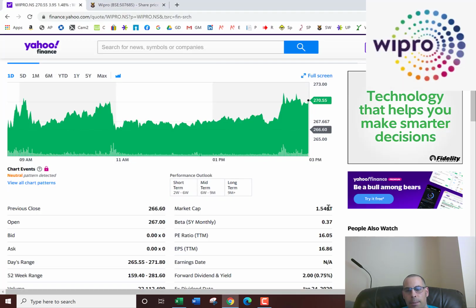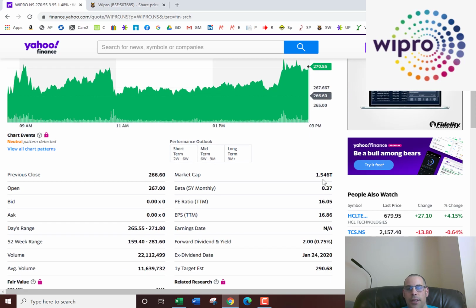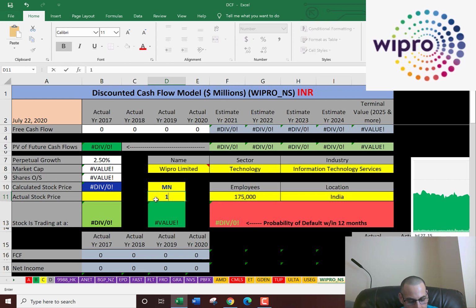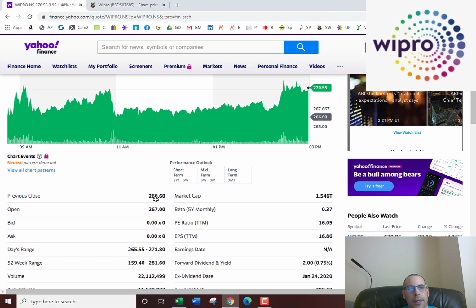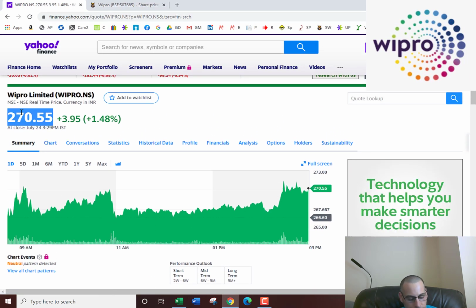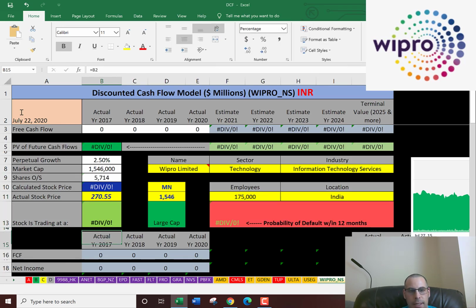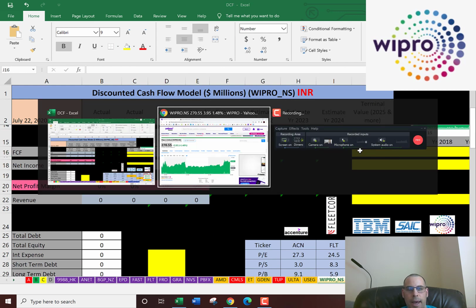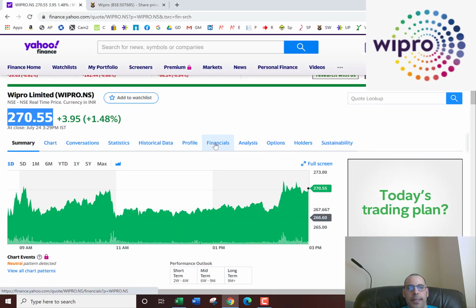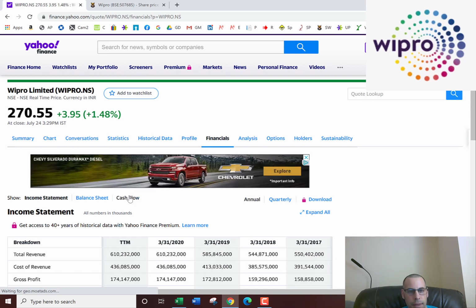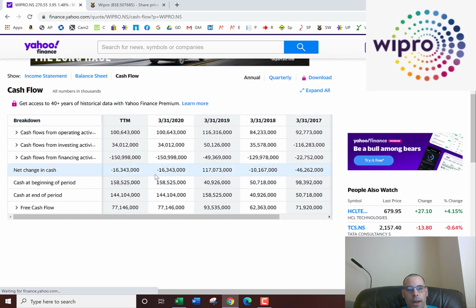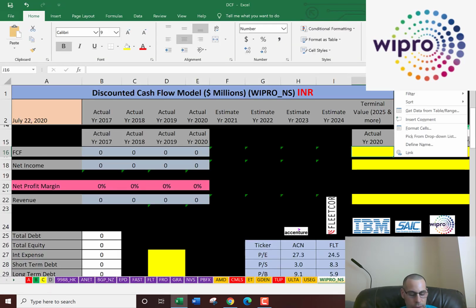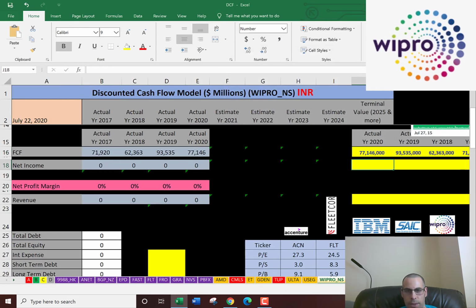This company has a market cap of 1.546 trillion rupees. And next we need the stock price. And they're trading at 270.55. And next we're going to pull the free cash flows. And this is the cash that's remaining after operating your business, minus capital expenditures. And the way you value a company is you estimate the future free cash flows and then discount that number back to today's value. And that's what I'm doing in this video.